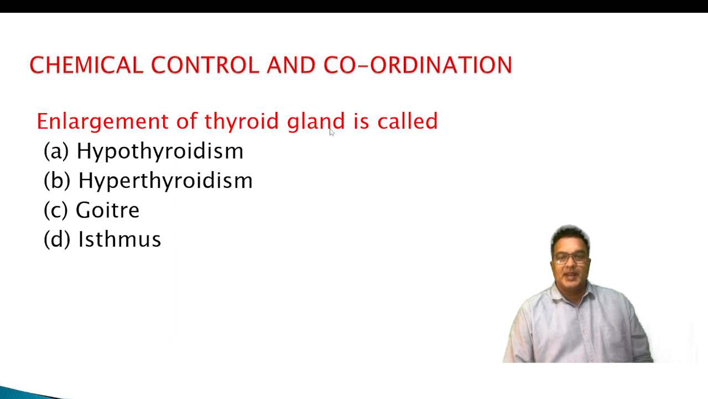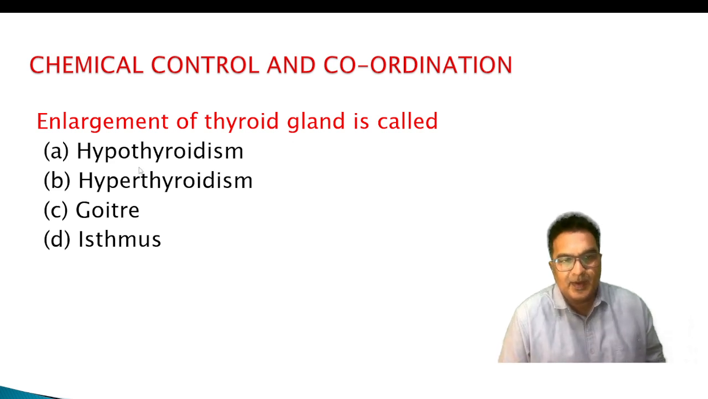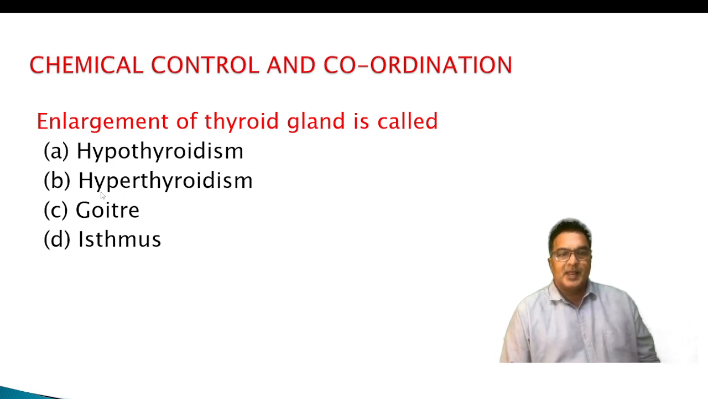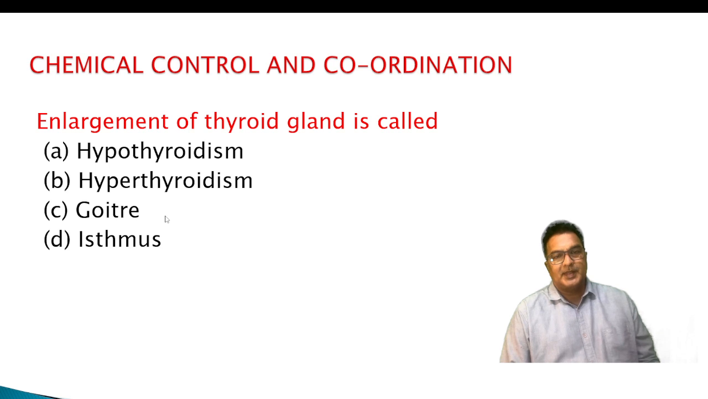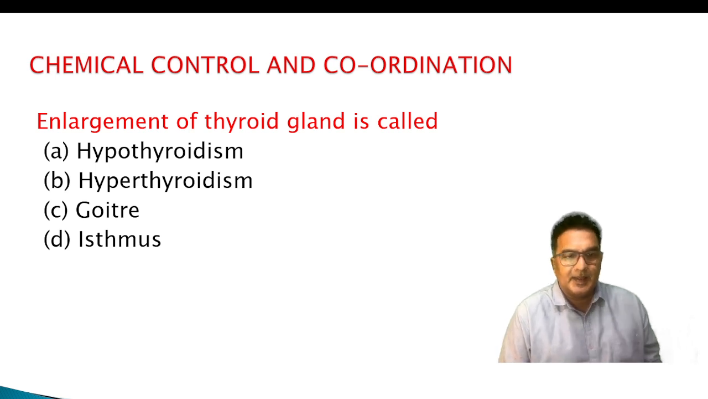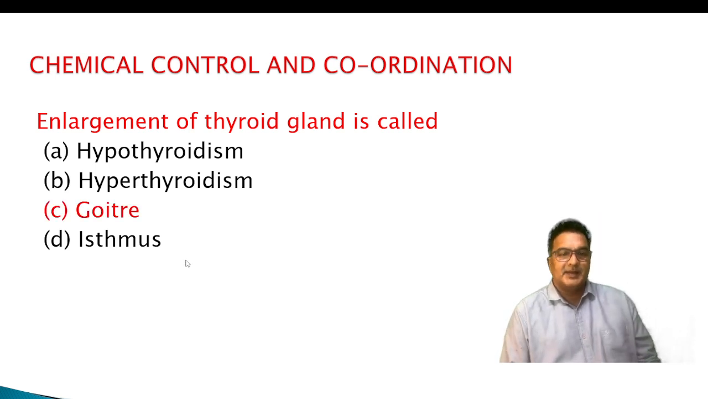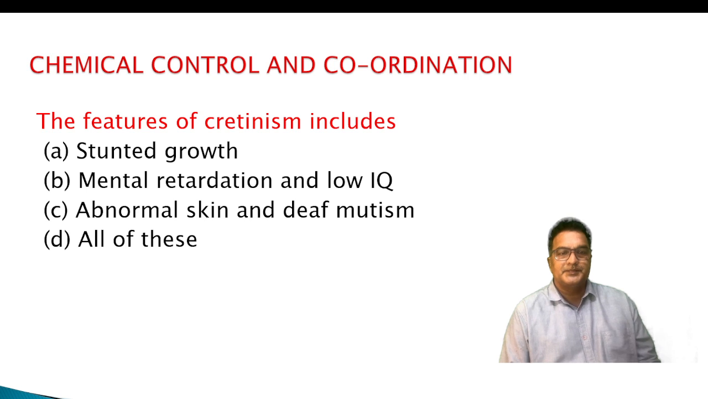Enlargement of the thyroid gland is called: hypothyroidism, hyperthyroidism, goiter, isthmus. Enlargement of the thyroid gland is called goiter, simple goiter, which comes from iodine deficiency.